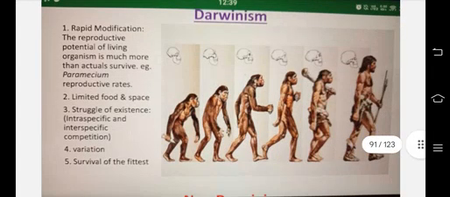Then Darwinism, rapid modification. The reproductive potential of living organisms is much more than actual survival, like Paramecium reproduction rates, limited food and space, struggle for existence, like intraspecific and interspecific competition, variation, survival of the fittest.